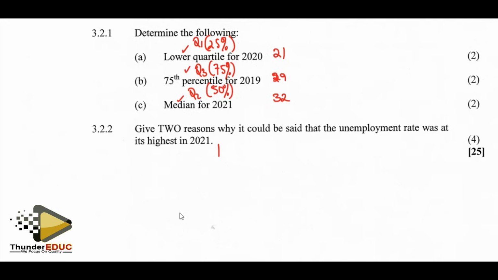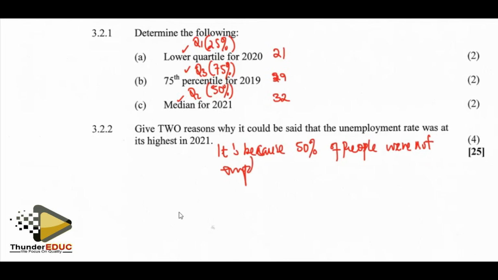Give two reasons why it would be better said that the unemployment rate was at the highest in 2021. It is because 50% of people were not employed. Even a mere looking at this, Q2, which is 50%, is higher than these other values. It's also a reason.